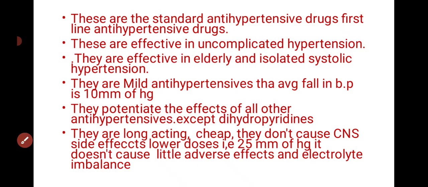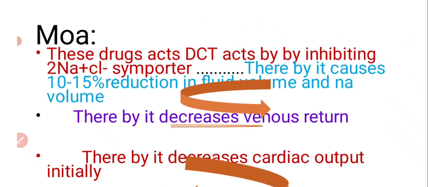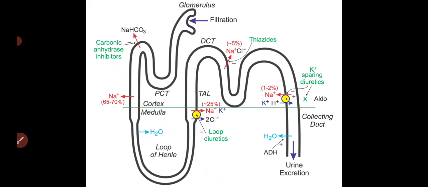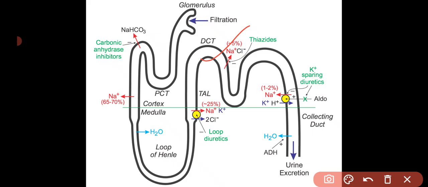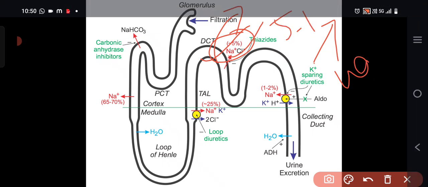Let's discuss the mechanism of action of the diuretics. As we already discussed, diuretics can act at the distal convoluted tubule. They act by inhibiting the sodium and chloride symporter. When the sodium and chloride symporter is inhibited, sodium reabsorption is inhibited, so thereby water reabsorption is also osmotically reduced. This decreases sodium as well as water reabsorption by about 5 to 15%.